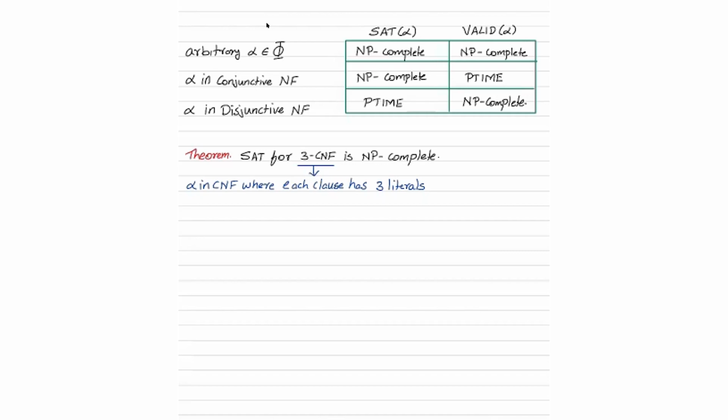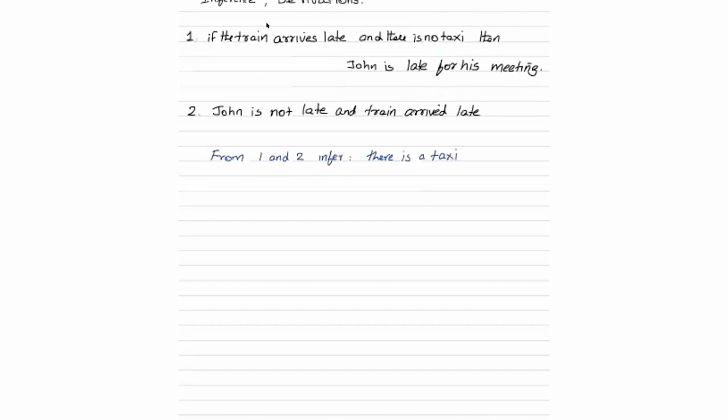So you can do inferences, right? This is something that you do every day in your daily life. What do I mean by inference and derivation? Consider the following two statements. If the train arrives late and there is no taxi, then John is late for his meeting. This is the first statement. And the second statement is John is not late and the train arrived late, right?